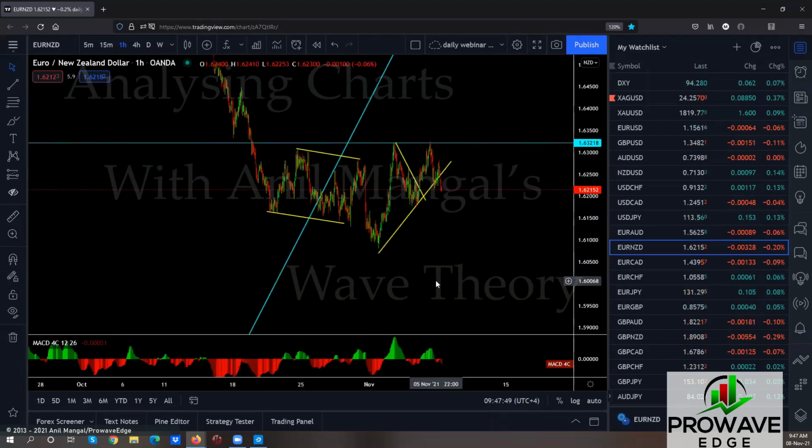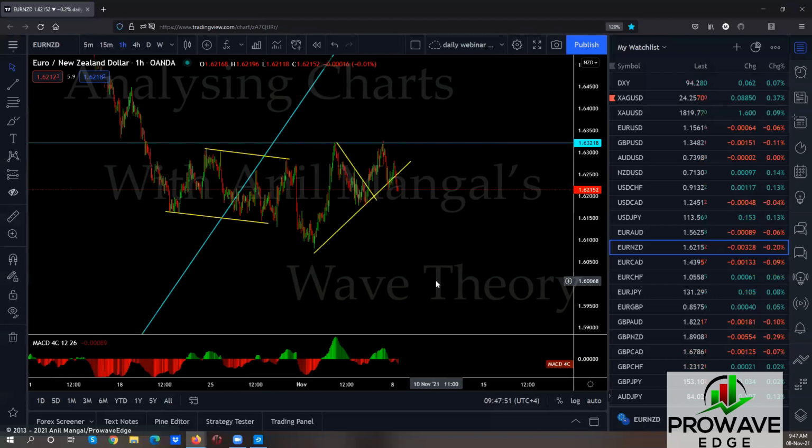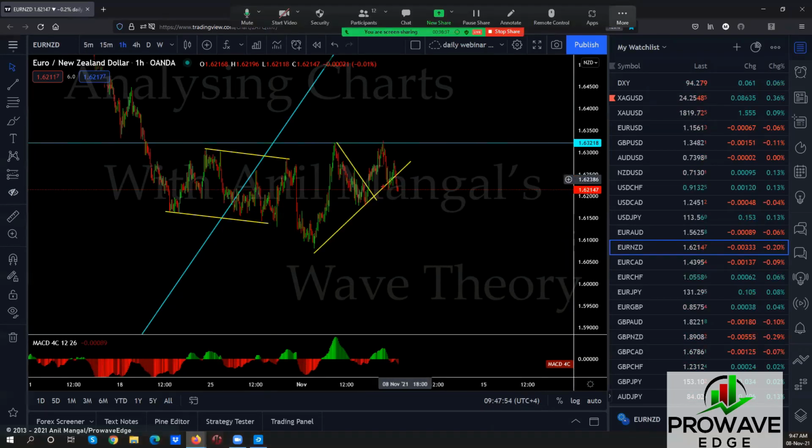Euro New Zealand. Okay, we might be in a bigger correction here right now. This is a sell setup forming here, but you have to be very cautious once it comes to this level, because this could be a flat that goes up one more.